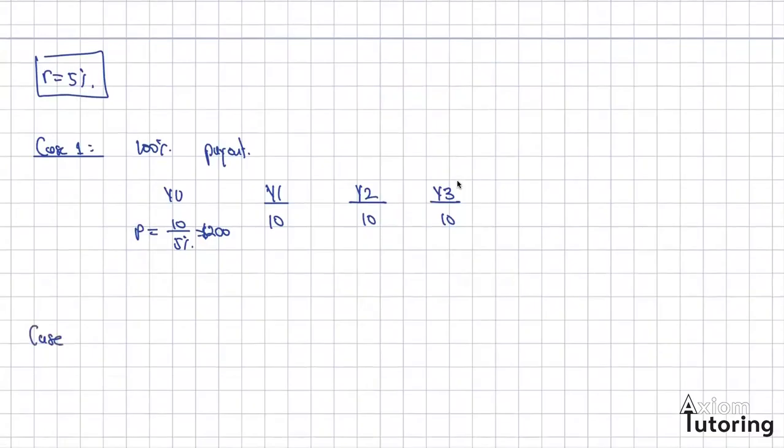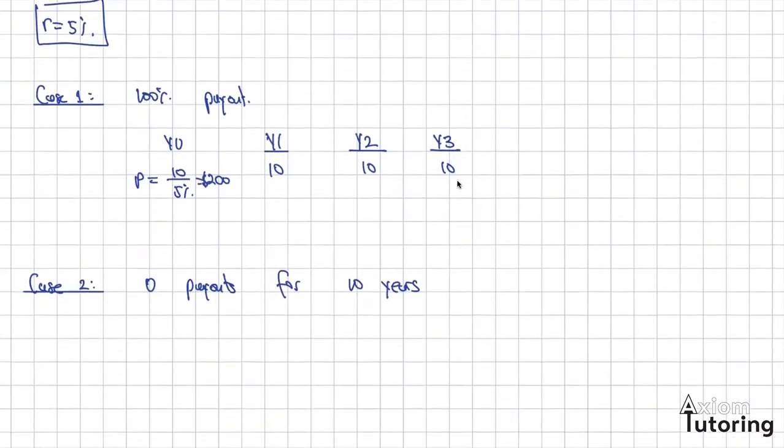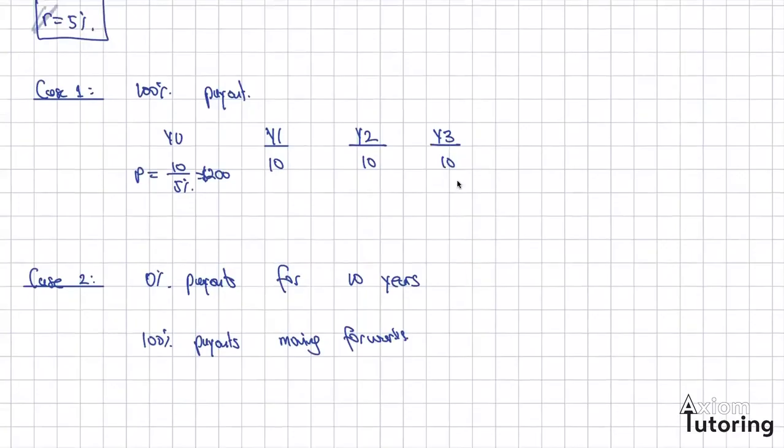Now, imagine the second case, in our case two. Imagine for a second that we're going to have zero payouts for, let's say, 10 years, or 0% payout for 10 years. And then we're going to make 100% payouts moving forward. And let's again assume that the interest rate stays at 5%.